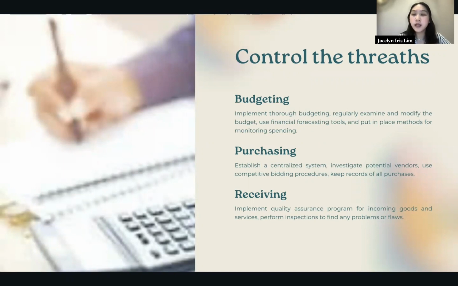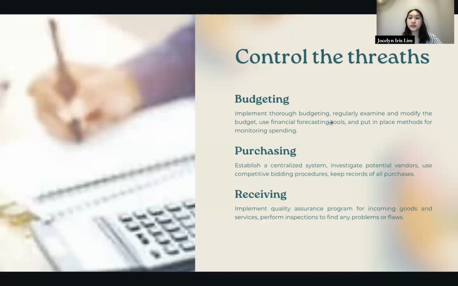The second one, we could control purchasing by establishing a centralized system for purchasing with stringent criteria for vendor evaluation. Then we could thoroughly investigate potential vendors, including running background checks. We could use competitive bidding procedures to guarantee reasonable pricing. And then we can keep thorough records of all purchases and supplier agreements.